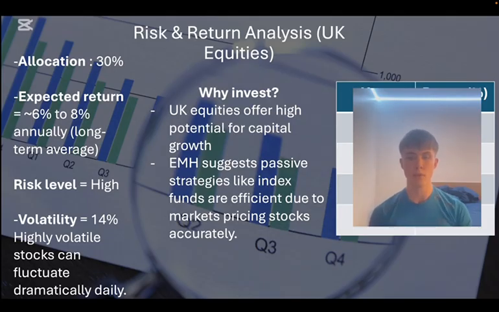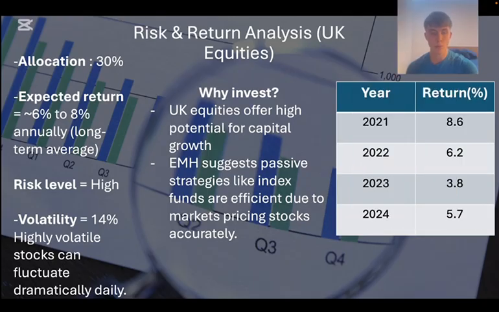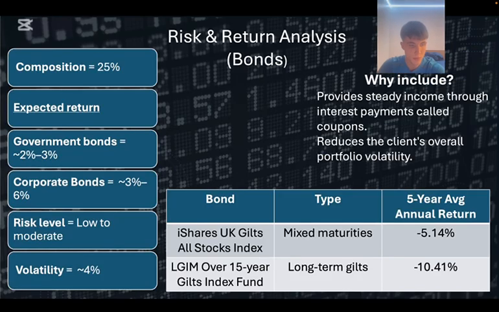And rather than trying to beat the market, the efficient markets hypothesis supports a passive investment approach like the index funds, which are cost effective and already reflect all available information. And here we have a small chart describing the average annual return of equities in the past 4 years. So in 2021, the return was 8.6%, 2022, 6.2%, 2023, it was 3.8%, and 2024, it was 5.7%.